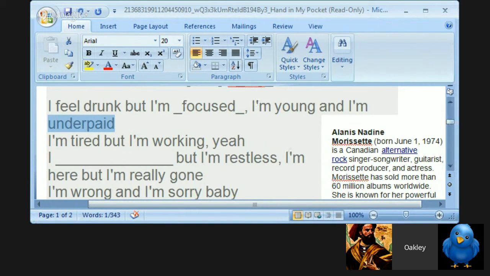Okay. Looking at the next part here. All right. I'm tired, but I'm working.